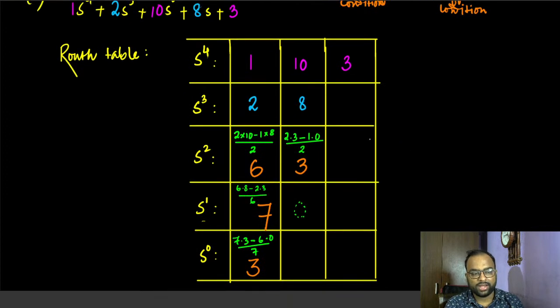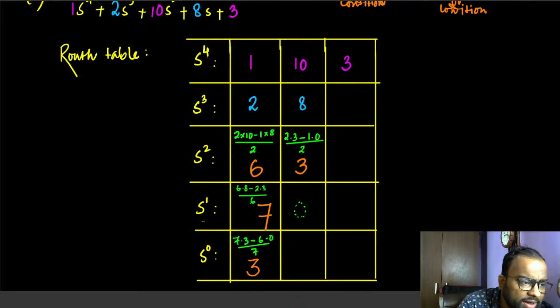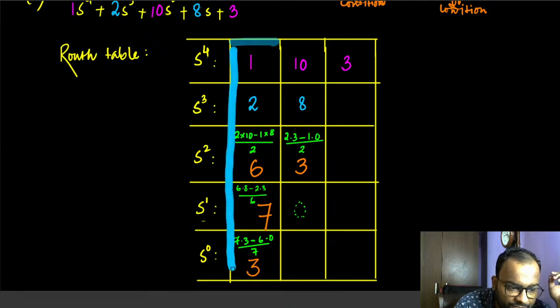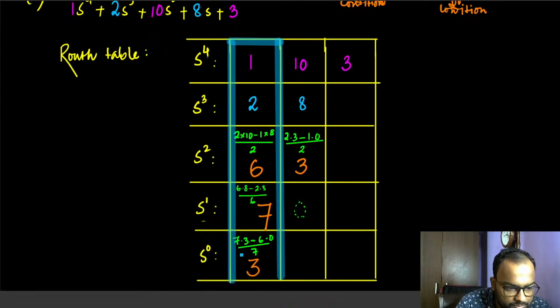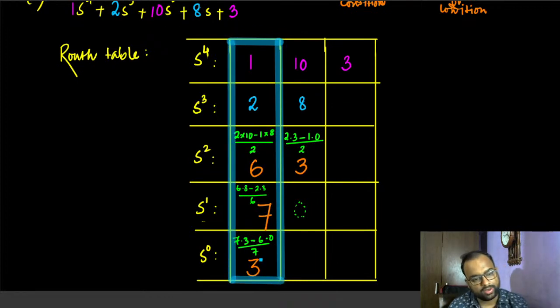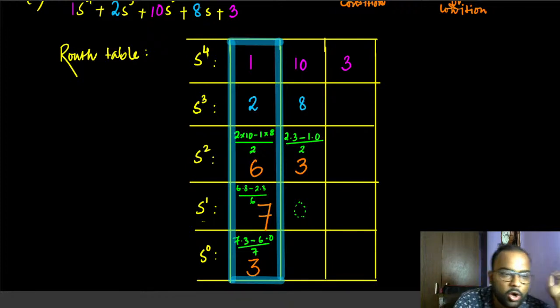For this denominator polynomial, we have constructed the Routh table. Now look very carefully at the first column of the Routh table. The numbers that you see, 1, 2, 6, 7, and 3, all of them have the same sign and none of them are 0.